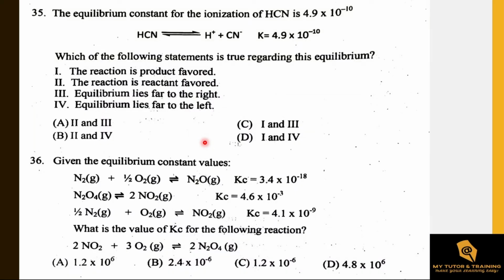Question number 35. The equilibrium constant for the ionization of HCN is 4.9 times 10 to the power of minus 10. Which of the following statements is true regarding this equilibrium?